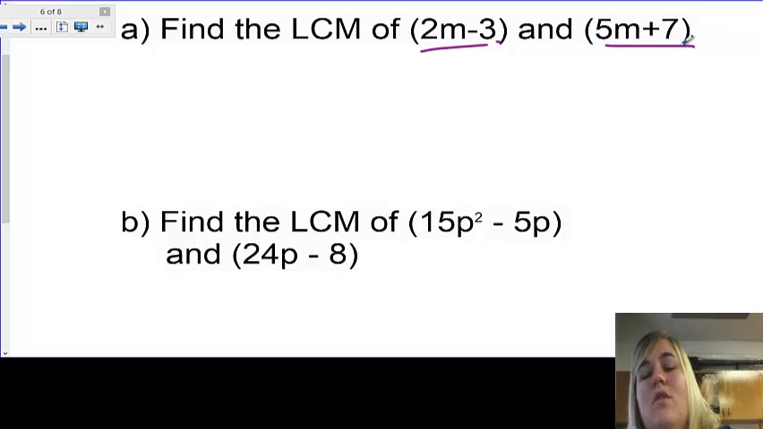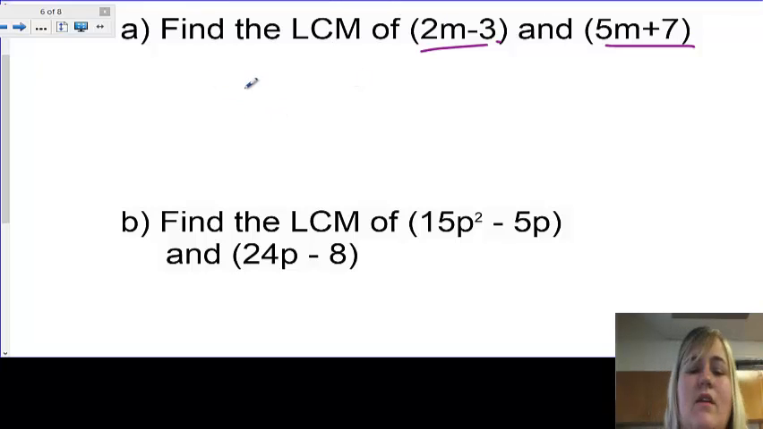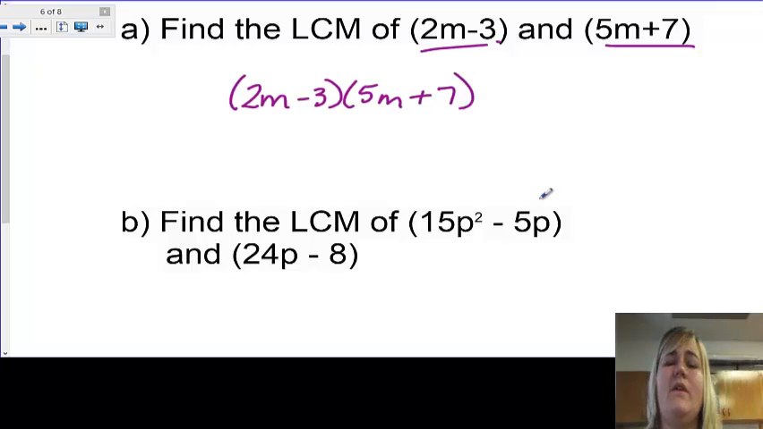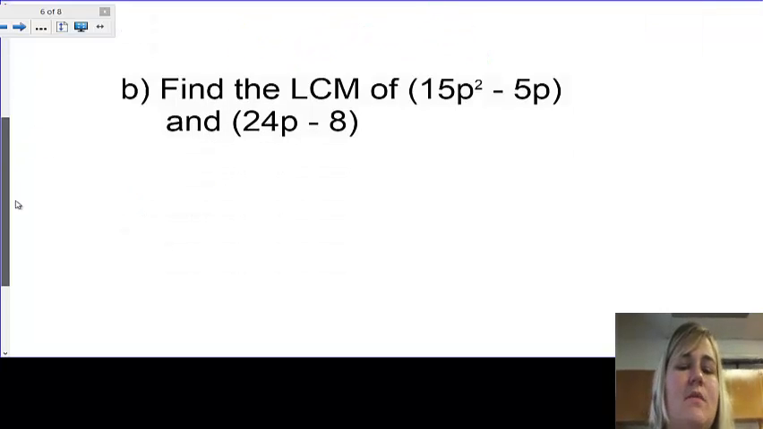And we had the example earlier where we had, I think it was 7, 8, and 13, and whenever we couldn't divide anything out, we couldn't factor it, then we just multiplied them together. So it's just going to be 2m minus 3 times 5m plus 7. And we don't have to FOIL that, we just leave it as it is. So on B, we're going to do the same thing.